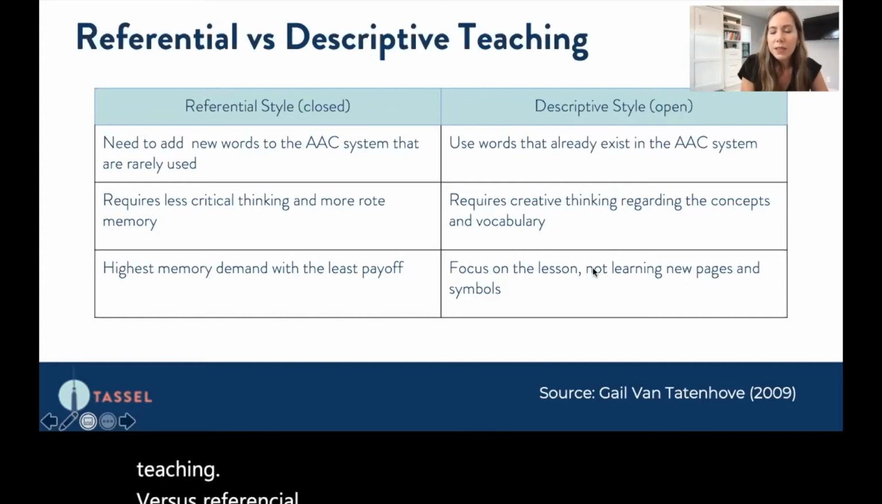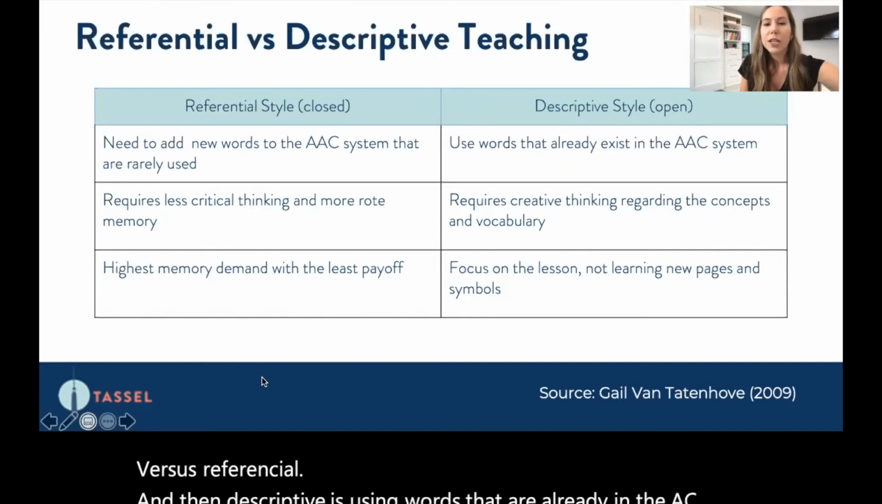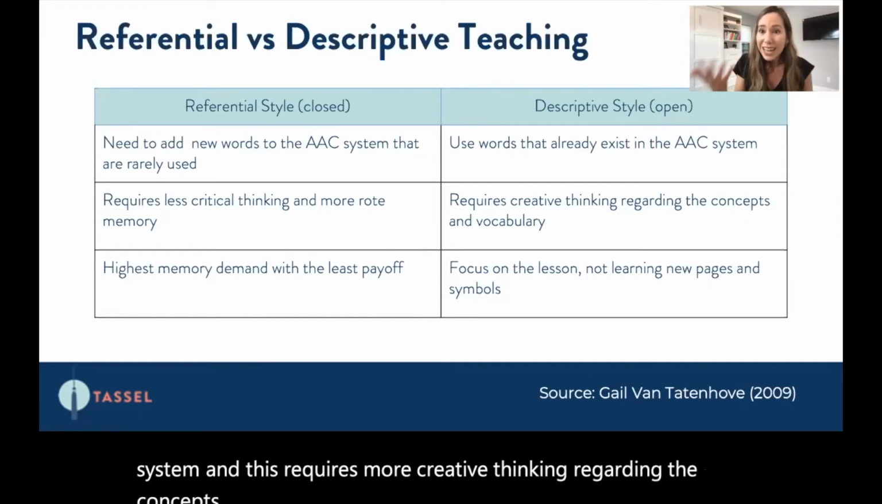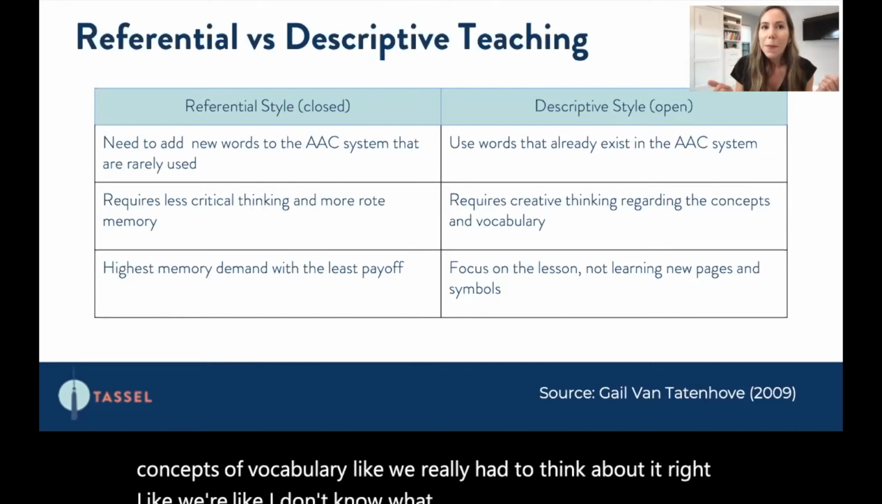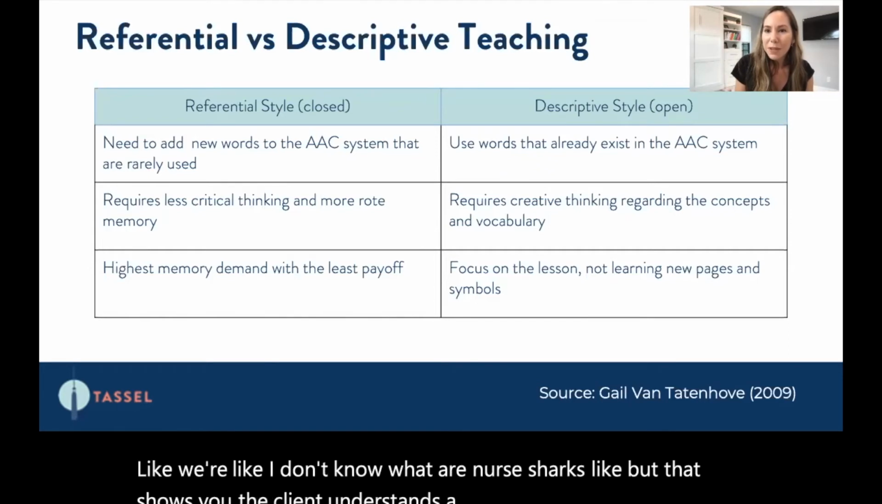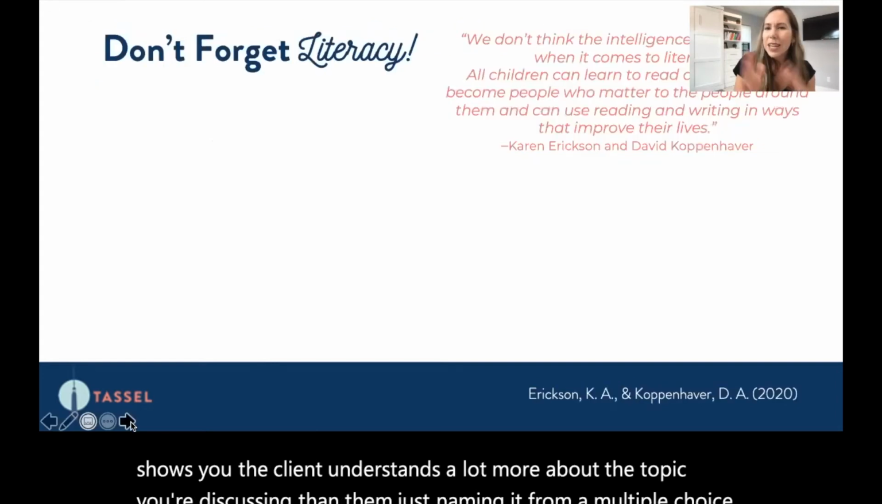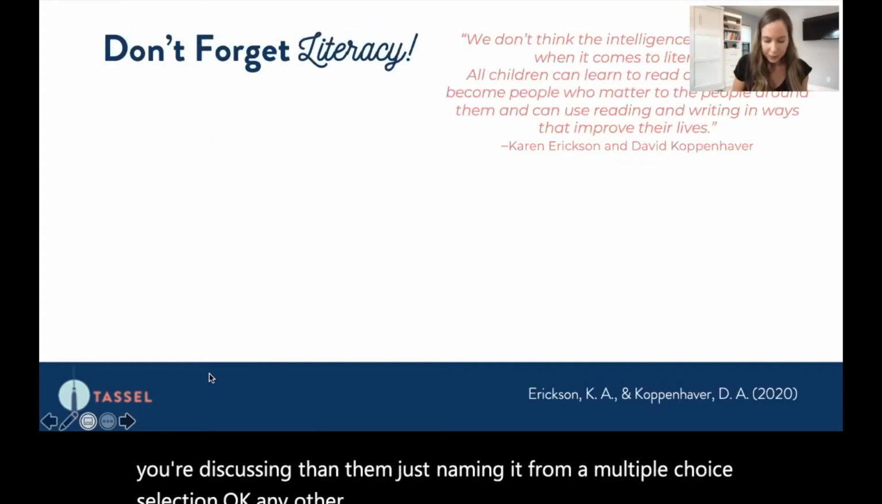And then descriptive is using words that are already in the AAC system. This requires more creative thinking regarding the concepts and vocabulary. Like we really had to think about it, right? We're like, well, I don't know, what are nurse sharks like? But that shows you that the client understands a lot more about the topic you're discussing than them just naming it from a multiple choice selection. Okay. Any other questions about referential versus descriptive teaching?